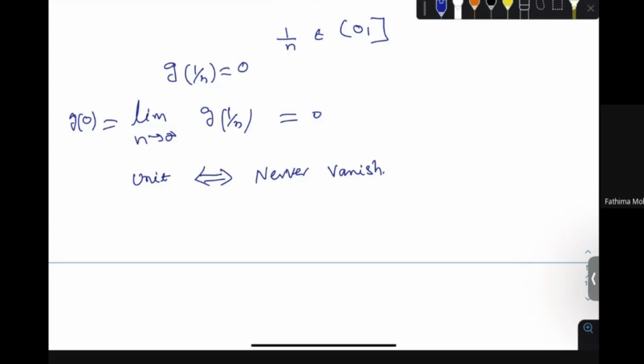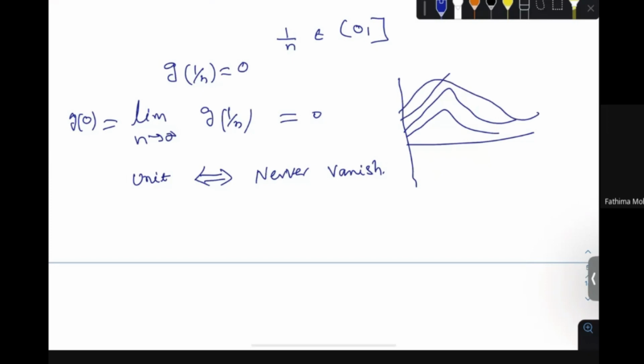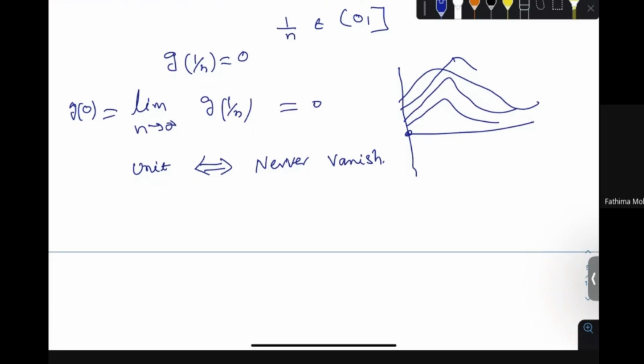And I can take the translation function, the identity function, just translate and divide by 100, 200, many things. So any graph which starts like this, or like this, or goes like this, it doesn't matter, as long as it doesn't touch the 0, it is a unit. So C of [0, 1] has units.